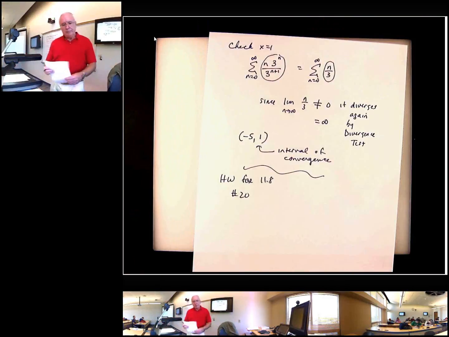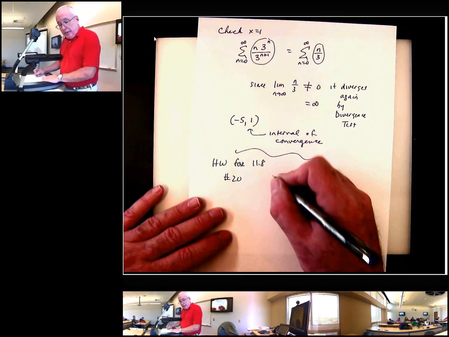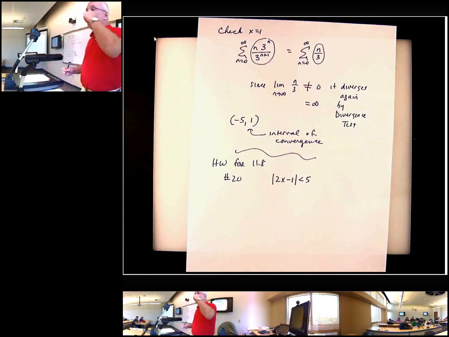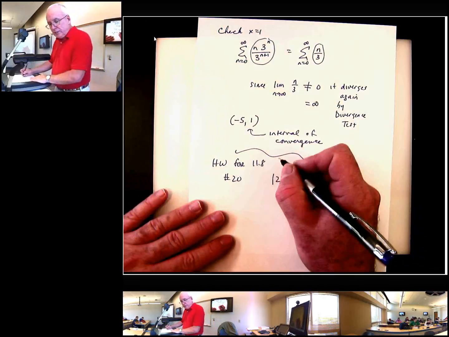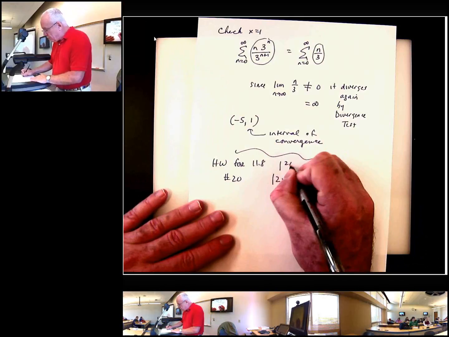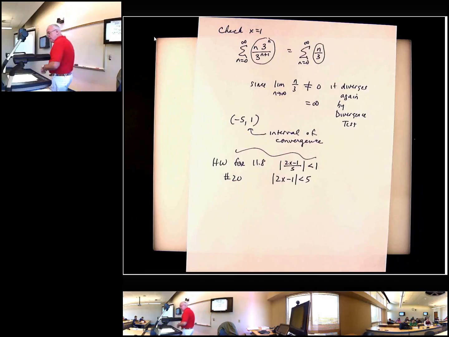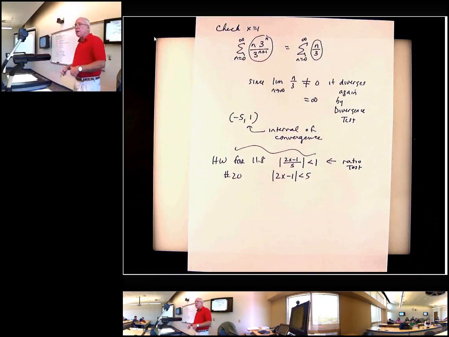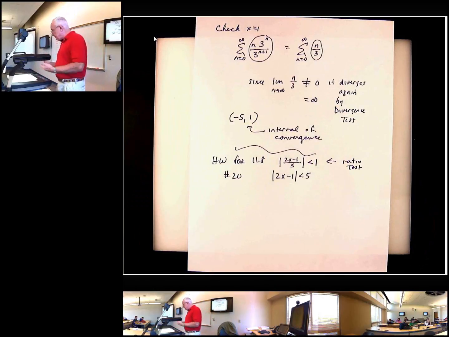And when you do number 20, once you do all your simplifying and everything, you come up with the absolute value of 2x minus 1 has to be less than 5. Well, actually, what you initially come up with is that the absolute value of 2x minus 1 divided by 5 has to be less than 1. This is from using the ratio test. And then for the next step I'm just multiplying by 5 to get that the absolute value of 2x minus 1 has to be less than 5.